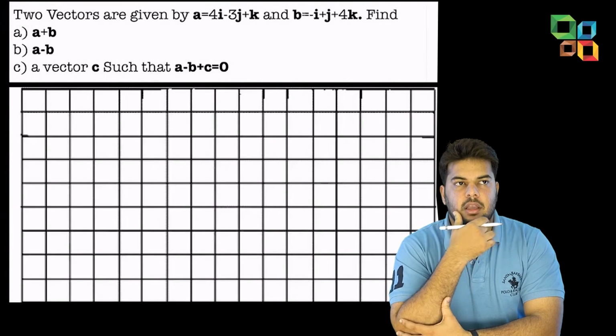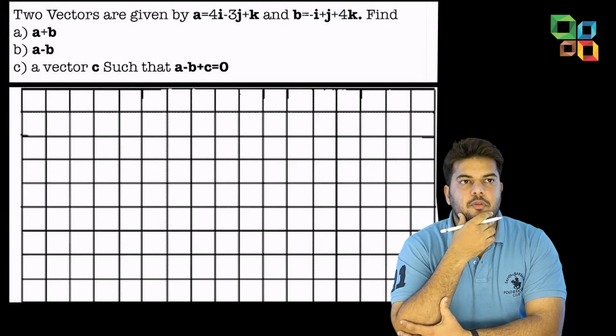Two vectors are given by A is equal to 4i plus 3j plus k and B is equal to i plus j plus 4k. Find A plus B. What is k now? I've never spoken about this k. No? What could it be?